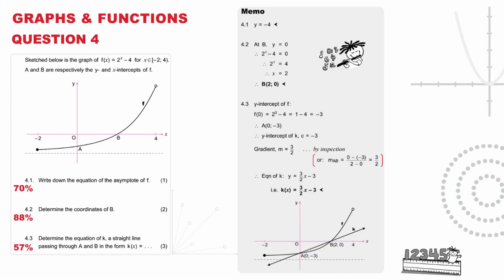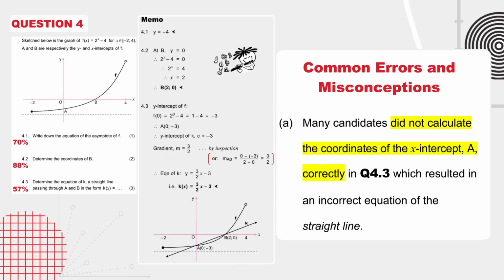Here is the memo for question 4.1 to 4.3. You're welcome to pause the video here if you'd like to spend some time here. Let's have a look now at the common errors and misconceptions laid out by the Diagnostic Report. The comment here is that many candidates did not calculate the coordinates of the x-intercept A correctly in question 4.3, which resulted in an incorrect equation of the straight line.